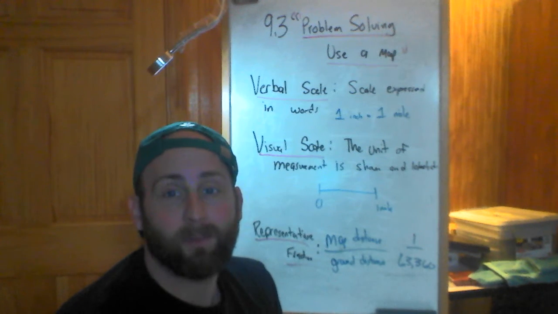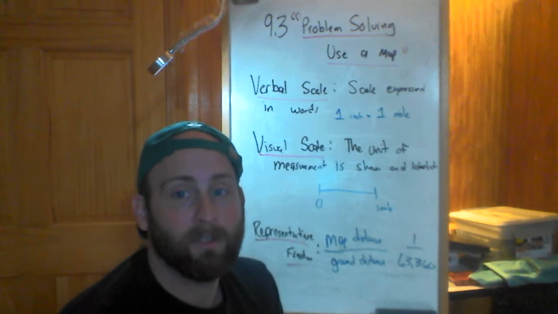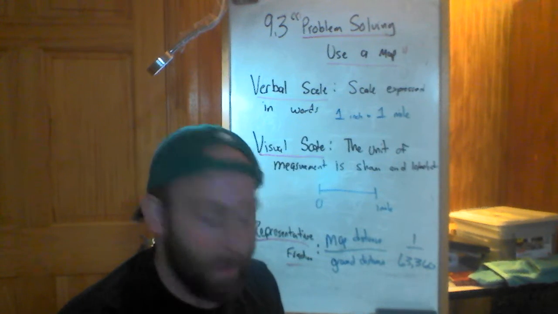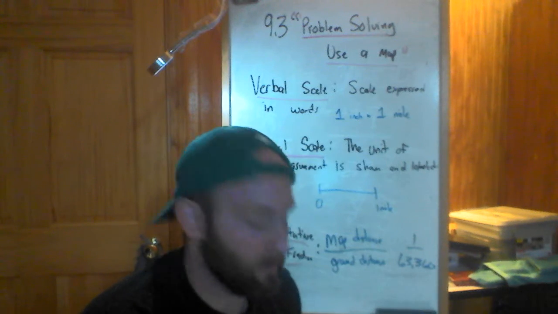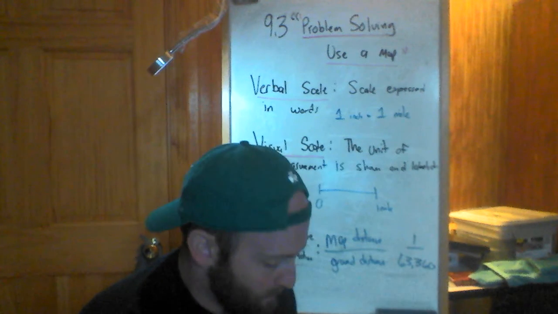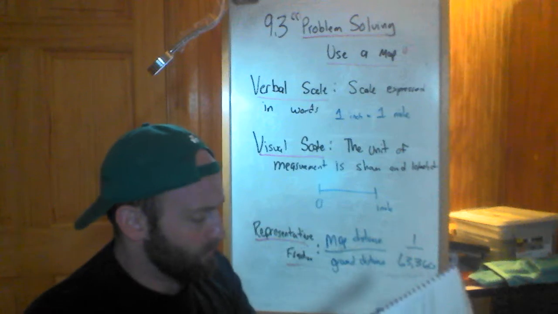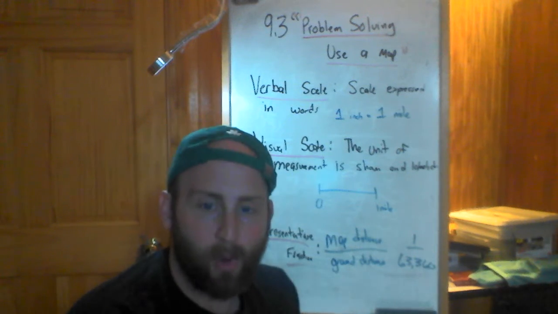It is section 9.3 and it is titled Problem Solving, Use a Map. It is on pages 238 and 239 in our math books. We're going to be focusing on word problems in these two pages.